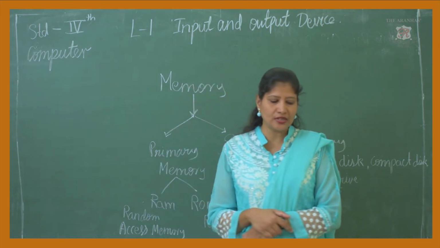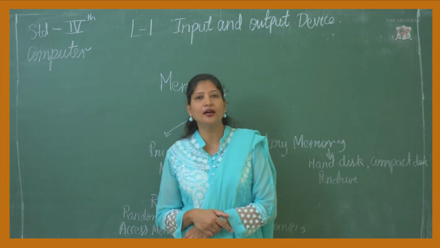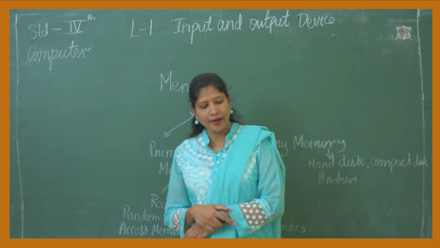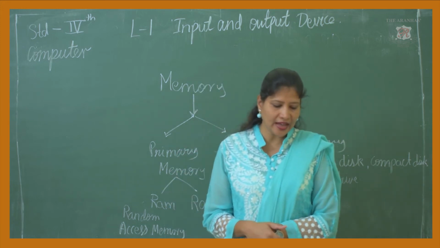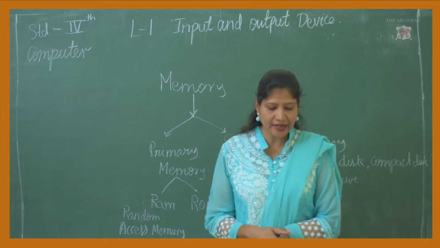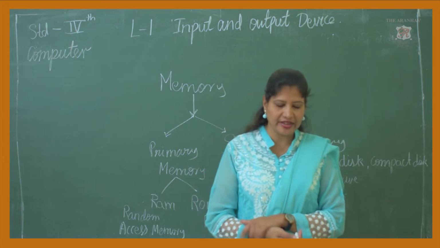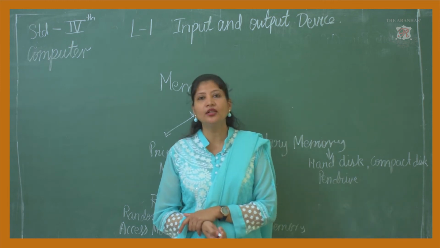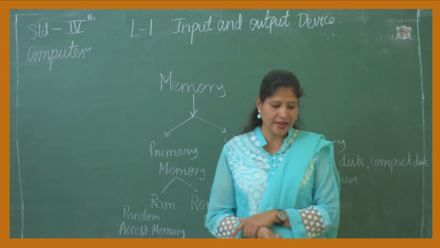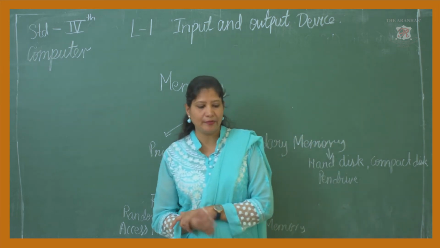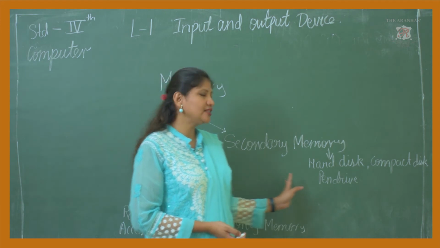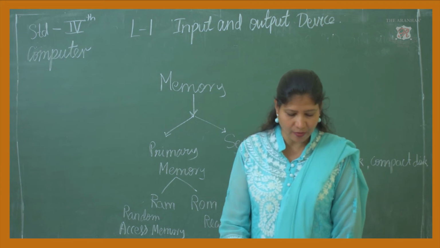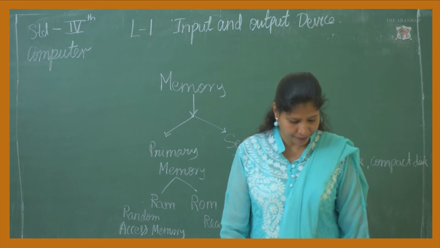Then we learned about the CPU. CPU is the brain of the computer and it processes all the working of the computer. Then the data and instructions are stored inside the computer in some storage devices. What are they? Hard disk, pen drive, compact disk, all these are storage devices. Then there are two types of memory, primary memory and secondary memory, as I have shown you. Okay, so our lesson number 1 is completed.